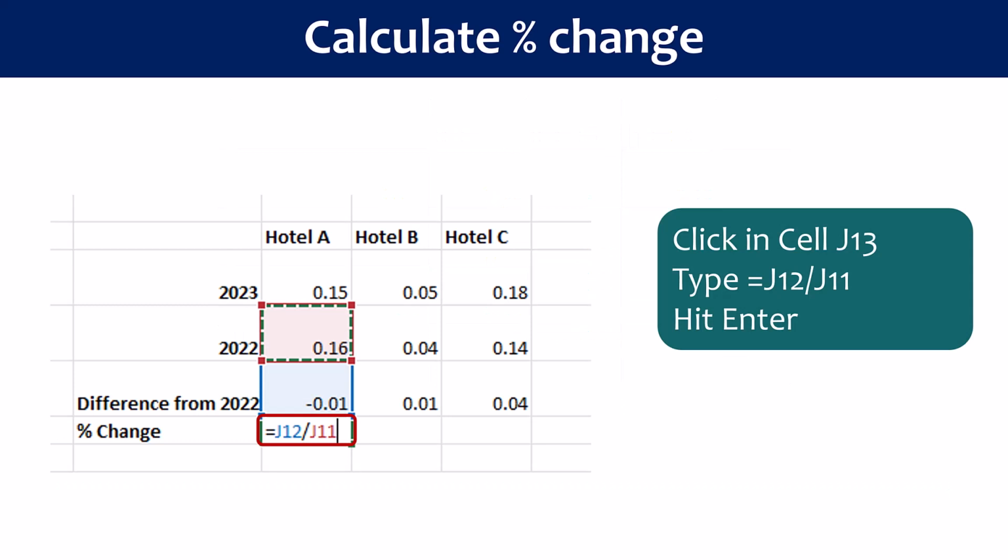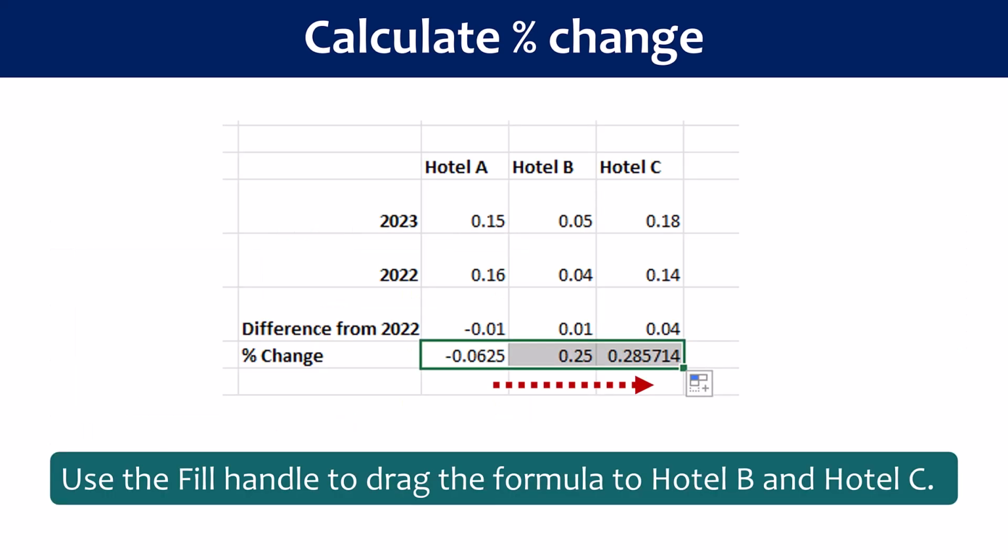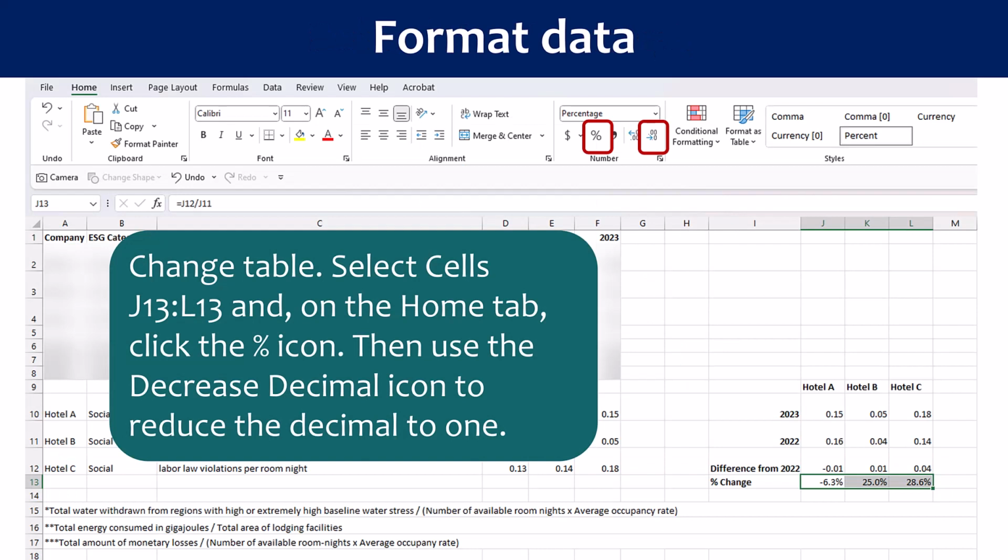Next, we will enter the formula to find the percentage change. Click in cell J13 and type equals J12 divided by J11, then hit Enter. Use the fill handle to drag the formula to Hotel B and Hotel C. Now we need to do some formatting of the percentage change table. Select cells J13 to L13 and on the Home tab, click the percentage icon. Then use the decrease decimal button to reduce the decimal to 1.